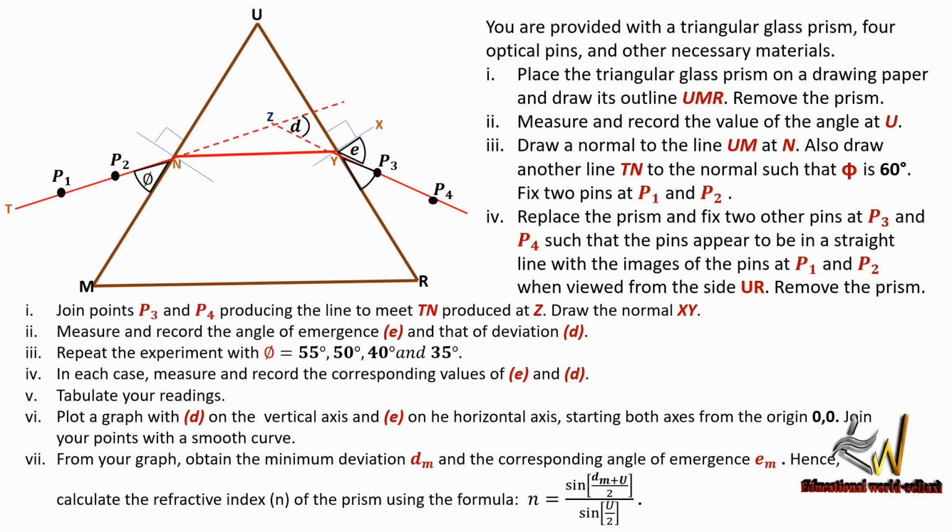Repeat the experiment with phi as 55, 50, 40 and 35 degrees respectively. In each case, measure and record the corresponding values of E and D. Tabulate your readings. Plot a graph with D on the vertical axis and E on the horizontal axis, starting both axes from the origin. Join your points with a smooth curve. From your graph, obtain the minimum deviation dm and the corresponding angle of emergence em. Hence, calculate the refractive index n of the prism using the formula given.